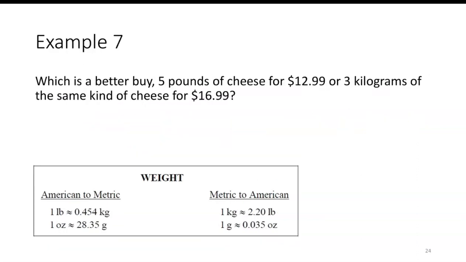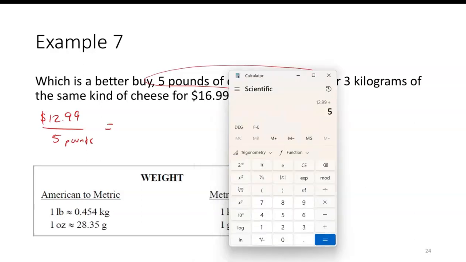So what is the better buy? 5 pounds of cheese for $12.99 or 3 kilograms of the same kind of cheese for $16.99? So for this, we need to figure out our unit price, but we also need to be in terms of the same units. Let's just convert them both to pounds. The first one is 5 pounds for $12.99. So $12.99 divided by 5 pounds is $2.598 per pound.